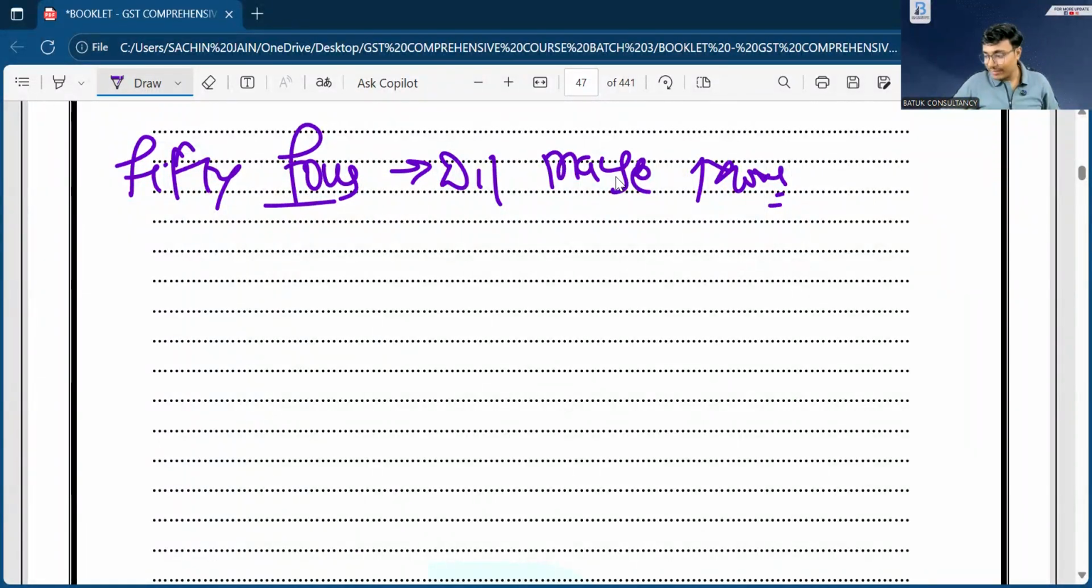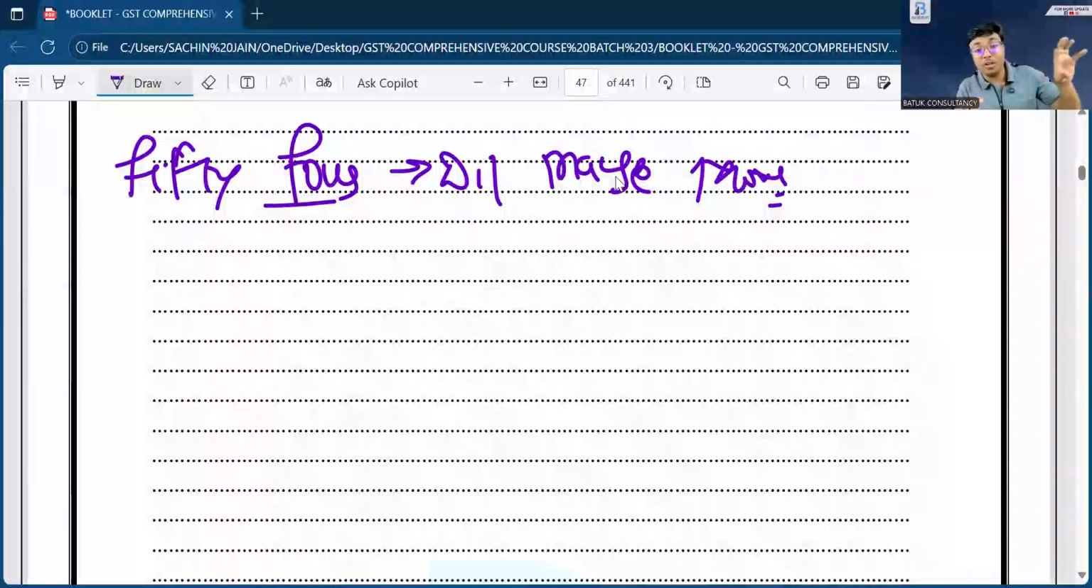In our last session we saw there may be two types of refunds. One is due to inverted duty structure, another is due to export. In case of inverted duty structure, the accumulated balance of input tax credit arises because the rate of GST applicable on the outward supply is less than the rate applicable on the inward supply. So there will be accumulation of balance in the electronic credit ledger.